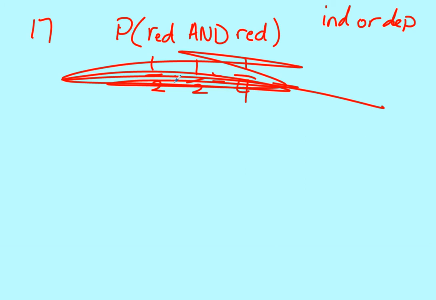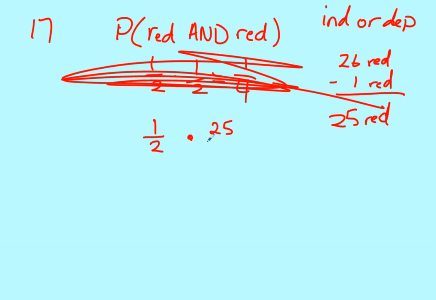Okay, probability both are red. Yes, the first time is 1/2. 26 out of 52 is 1/2. The second time isn't though. If you had 26 red cards and you pick one, there are now only 25 red cards. So the second card is going to be 25 out of 51, which gives us a probability of 25 over 102. And there's your answer.